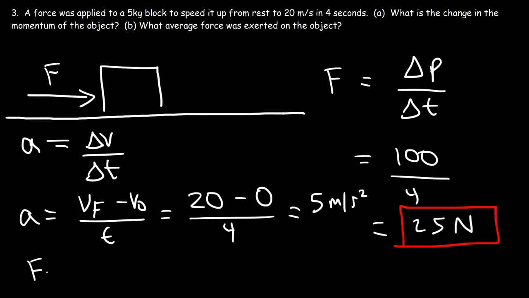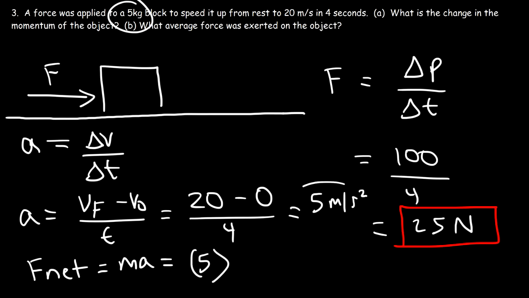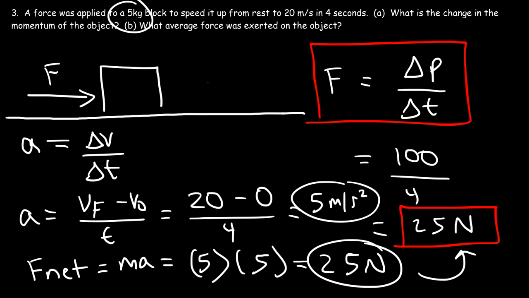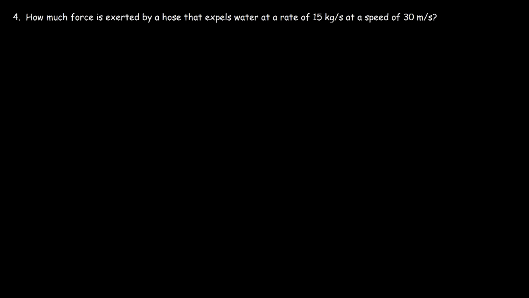Now, based on Newton's second law, the net force is equal to mass times acceleration. So we have a mass of 5 kilograms and an acceleration of 5 meters per second squared. So that will give us a force of 25 newtons. So you can find the answer both ways. You can calculate force by using this equation. It's the change in momentum divided by the change in time, or mass times acceleration. Both ways work. Now let's try this problem.